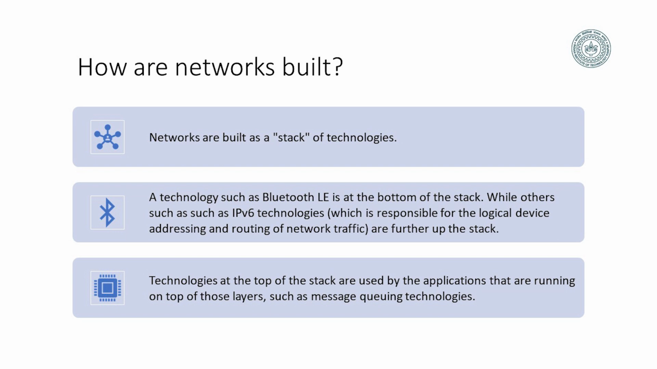Technologies such as Bluetooth Low Energy, BLE, are at the bottom of the stack. Others such as IPv6 technologies are further up the stack. IPv6 technologies are responsible for the logical device addressing and routing of your network traffic. Technologies at the top of the stack are used by the applications running on top of these layers, such as message queuing technologies. So, at the top of the stack are the applications that are using what is there from the bottom of the stack.